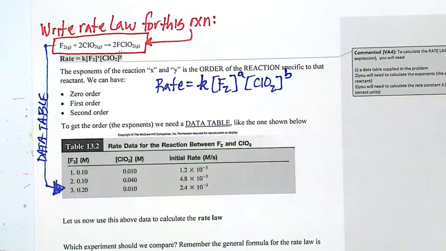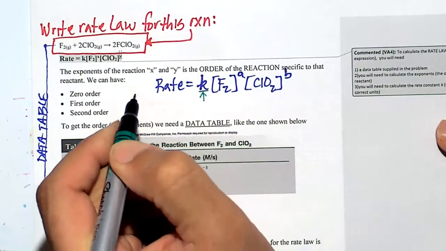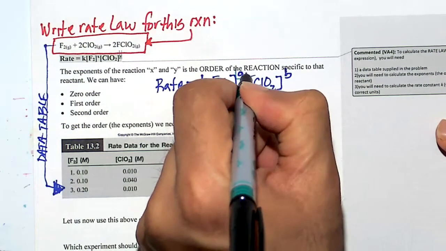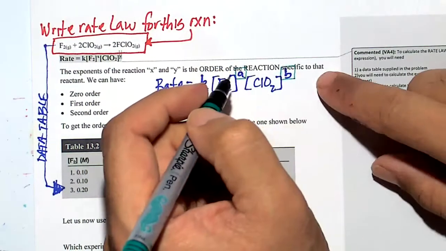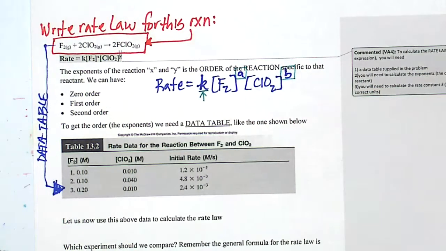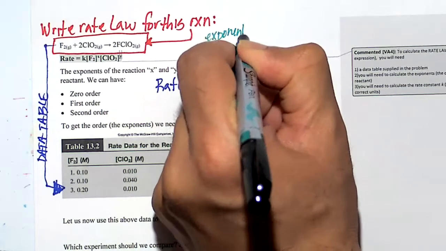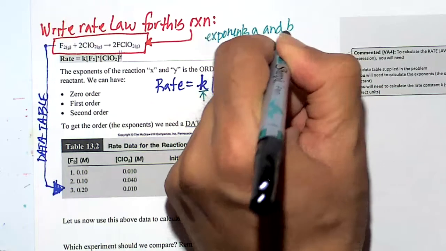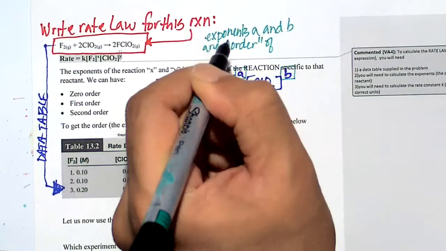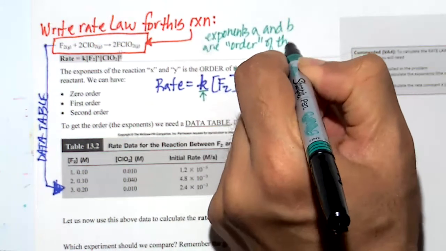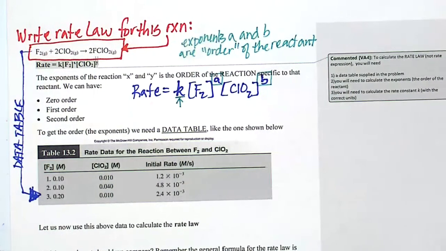So in this problem on the exam or quiz, wherever, we need to find K and its units. We need to find lowercase a exponent, and then we need to find exponent B. So A and B, these exponents are called the order of the reaction. I will say order of the reactant. Order. Okay.